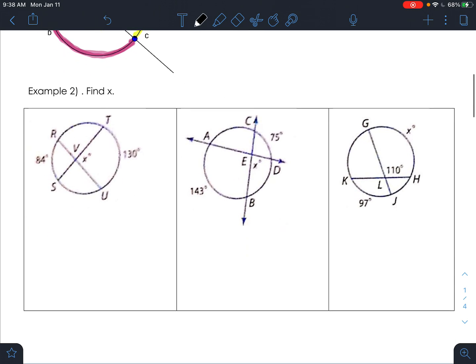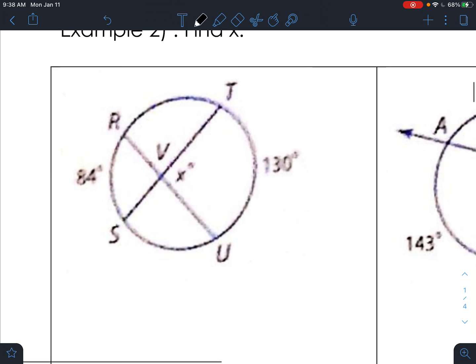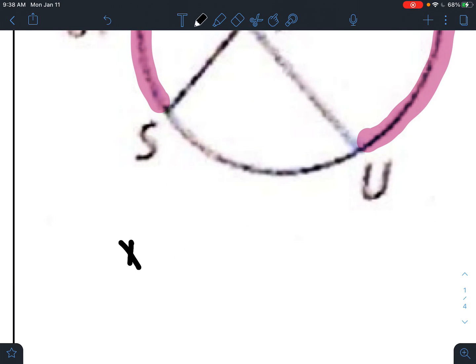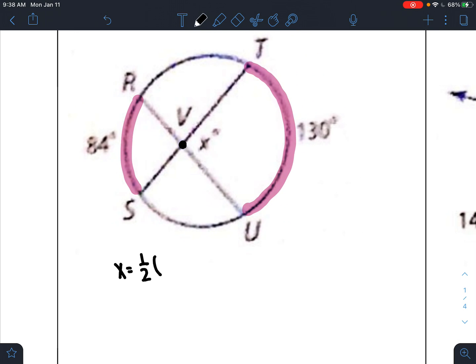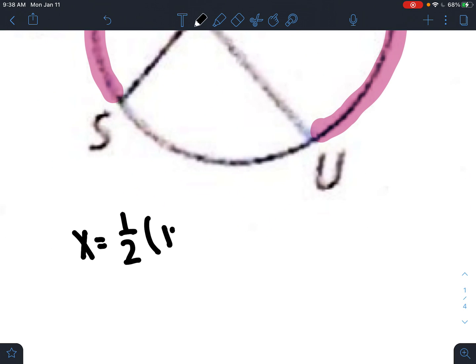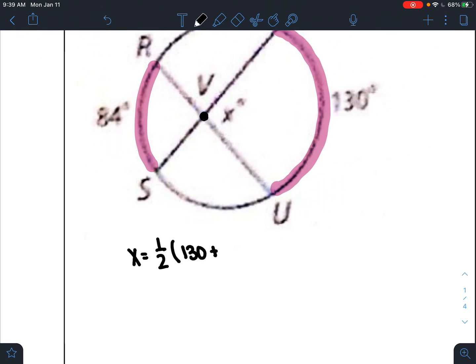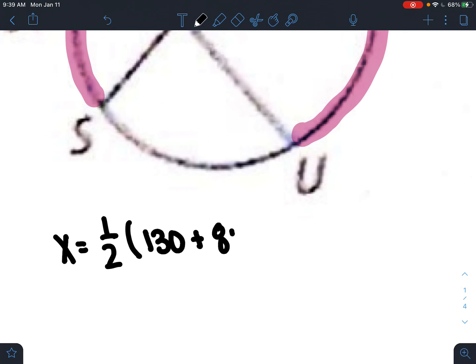If we look at example 2, it says to find x. Looking here, I have these two chords, TS and RU. The intersection point is not at the center. Again, very important. What this theorem is saying is that the arc intercepted by that x is going to be arc TU. And if you go vertical to that x, that arc is RS. So x is going to be equal to 1/2 the sum of the measures of those two arcs. The measure of arc TU is 130 plus the measure of arc RS, which is 84.